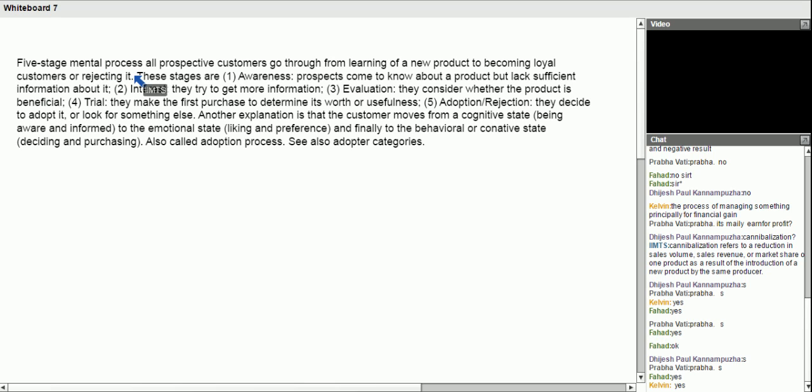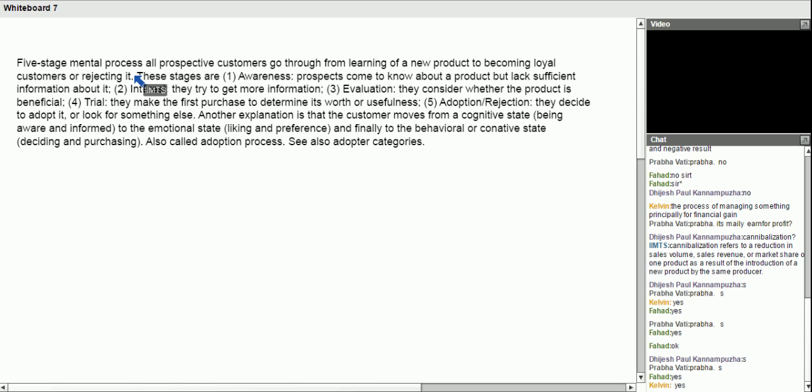It is a 5-stage mental process all prospective customers go through from learning of a new product to becoming loyal customers or rejecting it. Right now, if it's some new product or new service, suppose Prabha started her brand of clothes. She designs clothes for men, and I visited her shop for the first time. I don't know anything about that product. So what will be the first thing I will do?